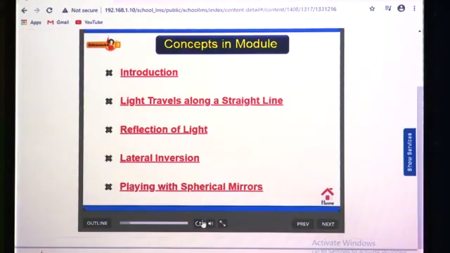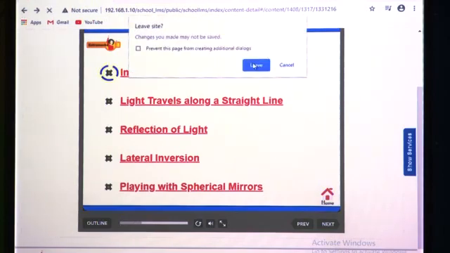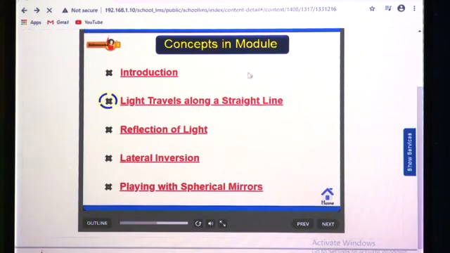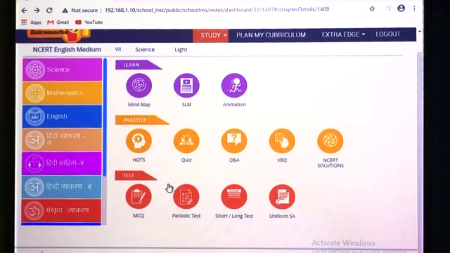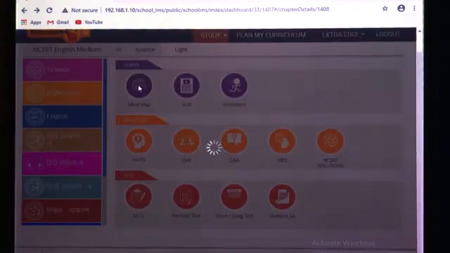Concepts in module. Introduction to light. Light travels along a straight line. Reflection. Okay children, this is about light, and we learned how light travels. We also learned what is meant by reflection of light. So we will take a recap of these concepts we learned today with this mind map.